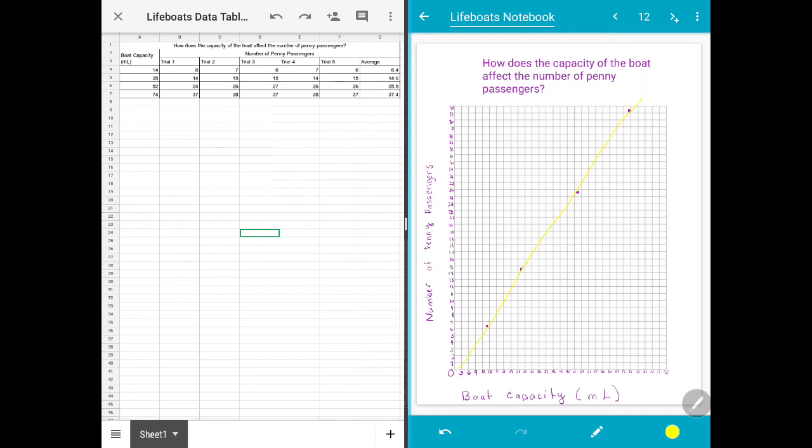Your next question should be, does your trend line match the general trend that you wrote in your notebook? And mine does. My general trend says, as the boat capacity increases, the number of penny passengers increases, and that's actually what my trend line shows. And this is how you create a graph. Thanks, guys.